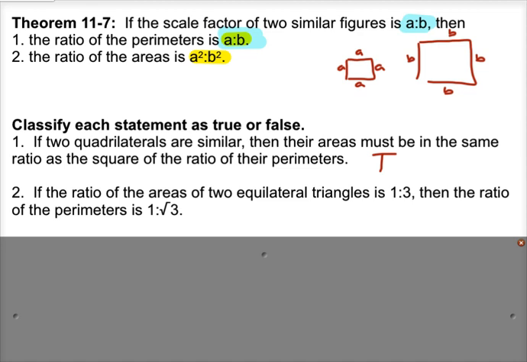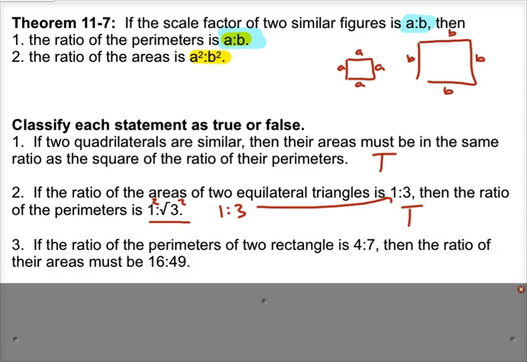If the ratio of the areas of two equilateral triangles is 1 to 3, then the ratio of the perimeters is 1 to the square root of 3. First thing you need to know is that equilateral triangles are similar figures, so that I can apply the ratios. And I almost look at this one in reverse. If I start with the perimeters, I know if I square the ratio for the perimeters, I should end up getting the ratio for the areas. And 1 squared is 1, and the square root of 3 squared is 3, and it does end up giving me the same value, so this is a true statement.